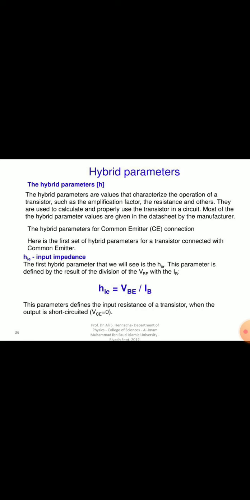H11 means it is the input impedance with output short circuit. It is measured in ohms. What does H21 mean? It is the forward current ratio with output short circuit. It has no unit. It is unitless.